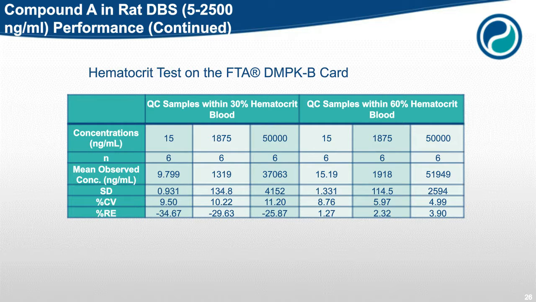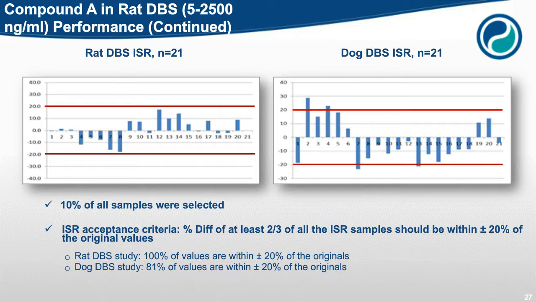So with these two successfully validated methods, we apply them on two bridging GLP studies, one for rat and one for dog. Each study has a little over 200 samples, and we take 10% of all the samples and perform the incurred sample reassay. The acceptance criteria is the reassayed value should be within 20% of the original values, which is within the two red bars. As you can see, for the rat studies, 100% of the samples passed, and for the dog studies, 81% of the samples passed.